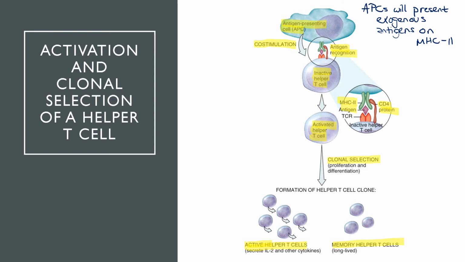Within hours of co-stimulation, the active helper T cells will start secreting a variety of cytokines. One very important cytokine produced by helper T cells is going to be interleukin-2, which is really needed for virtually all immune responses and is the prime trigger of T cell proliferation.